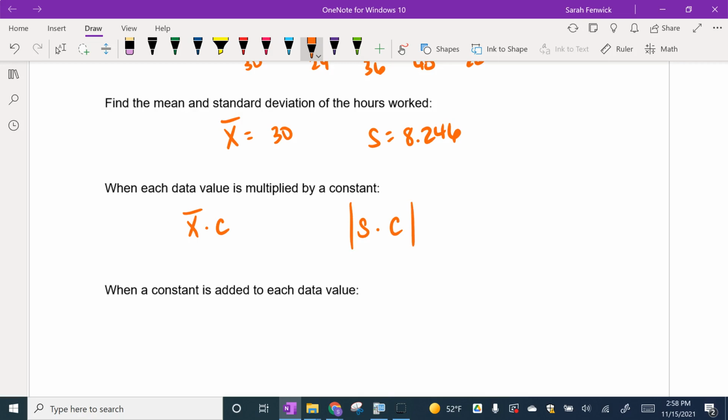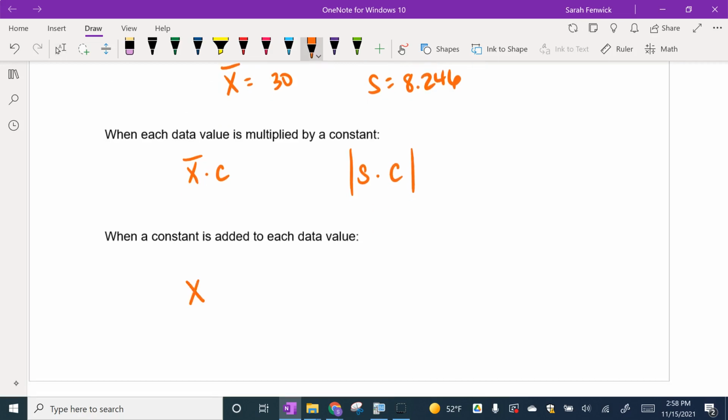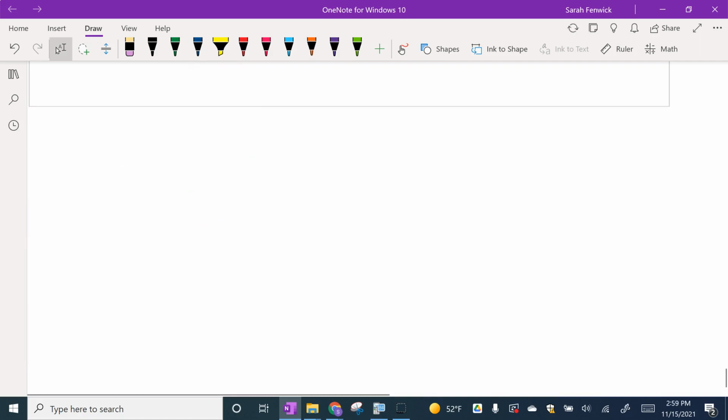But when a constant is added to the data, instead of being multiplied, you get your x bar plus your constant, but your standard deviation does not change. It's still spread out the same. All right, that's it for section 3.2.